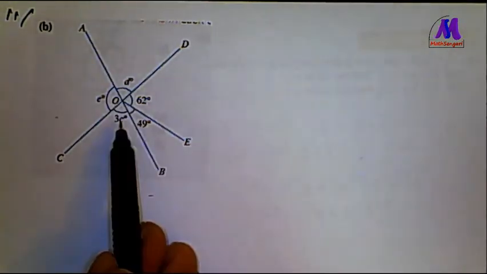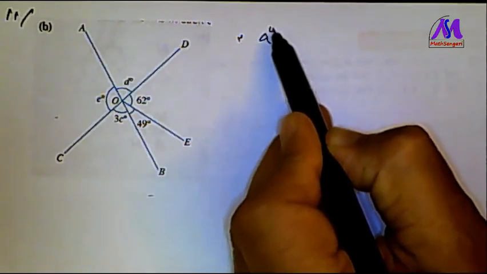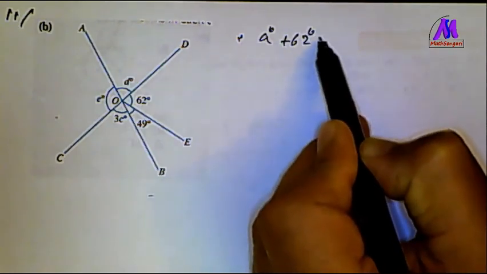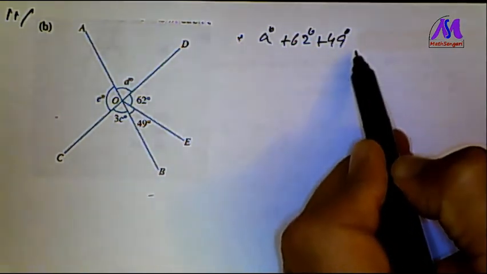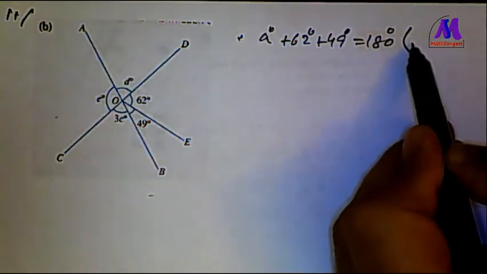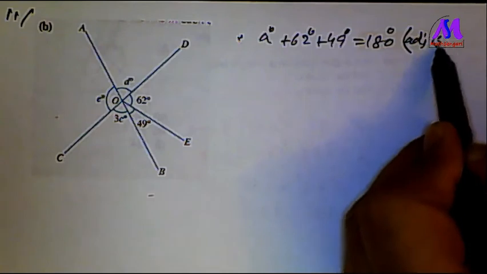Question number 11, part B. Here two straight lines are given, AB and CD. They intersect each other. We have to find the value of all these angles. If you concentrate on the given straight line AB, then 1, 2, 3, these are adjacent angles lying on the straight line AB. So a degrees plus 62 degrees plus 49 degrees will be equal to 180 degrees, adjacent angles on a straight line.